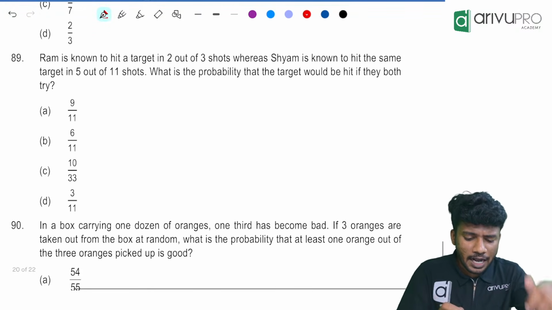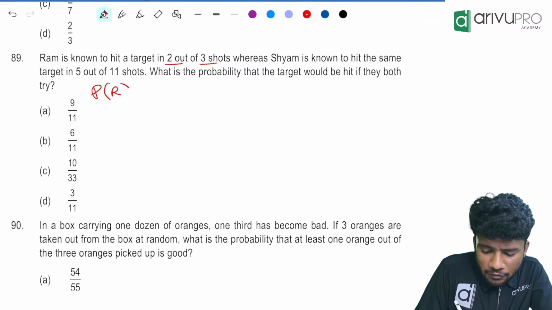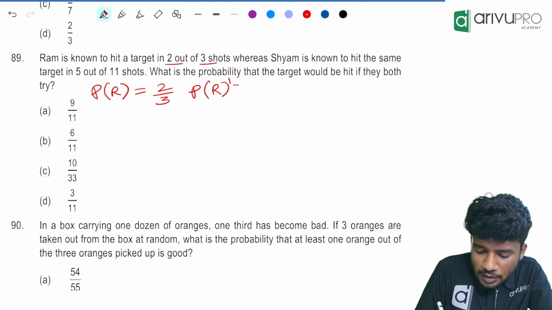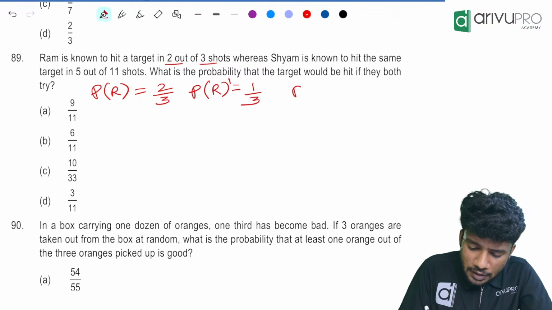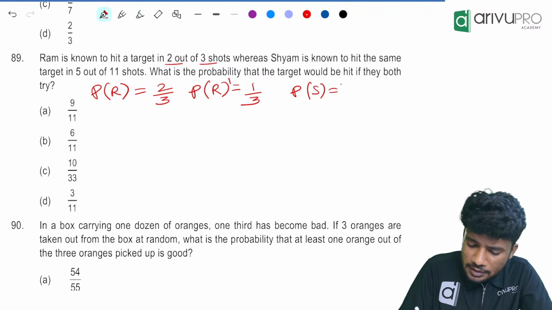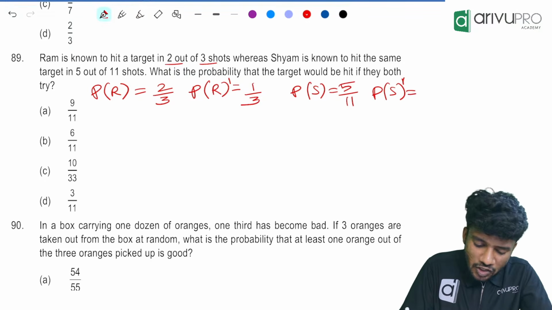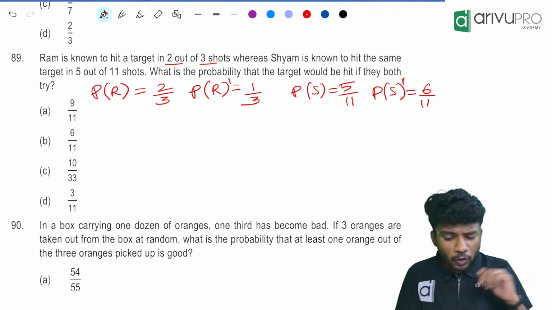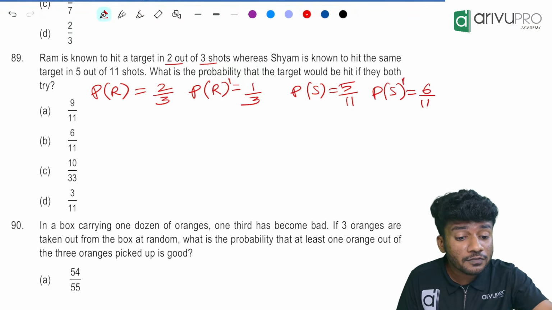Next question, people. Ram is known to hit a target 2 out of 3 shots. That means P of Ram hitting the target is 2 by 3. Then P of Ram not hitting the target is 1 by 3. Then Sham is known to hit the same target. P of Sham hitting the target is 5 by 11. Then P of Sham not hitting, or complement, is 6 by 11.